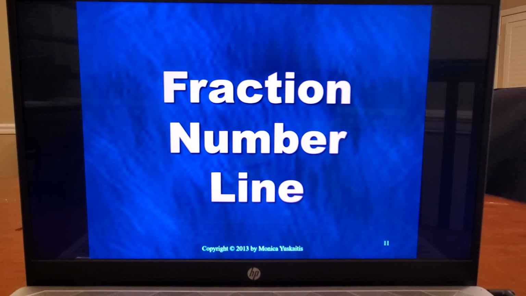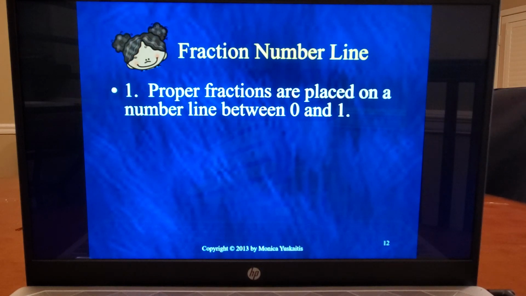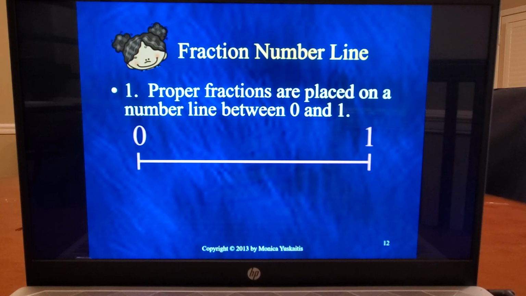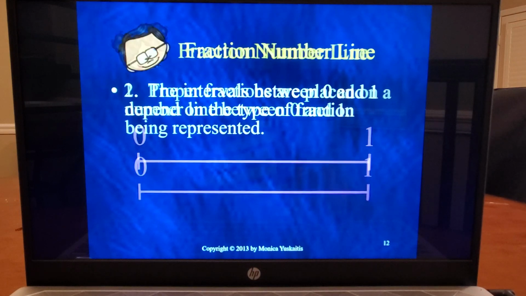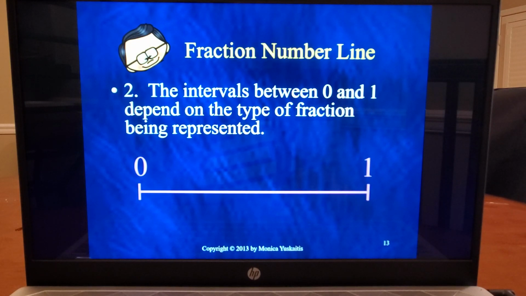So now let's talk about when we are looking at fractions on a number line. A proper fraction is a fraction that we're going to find placed between the 0 and the 1. That's where our focus is today. So if we were to go back to the previous number line and zoom in and just look at the space between the 0 and the 1, that's where we're going to find our fractions today. The intervals between 0 and 1 depend on the type of fraction that we're representing.